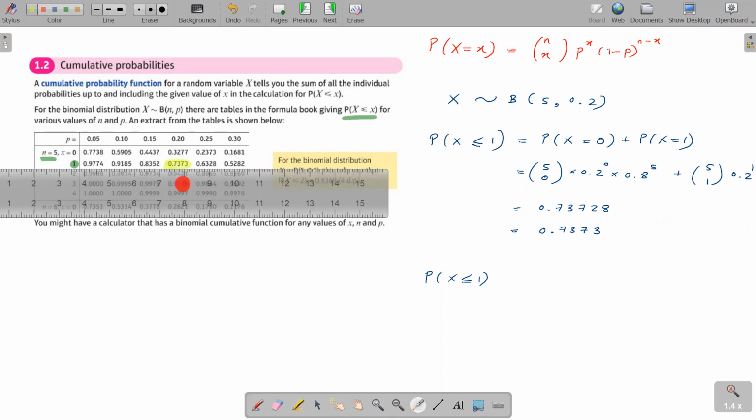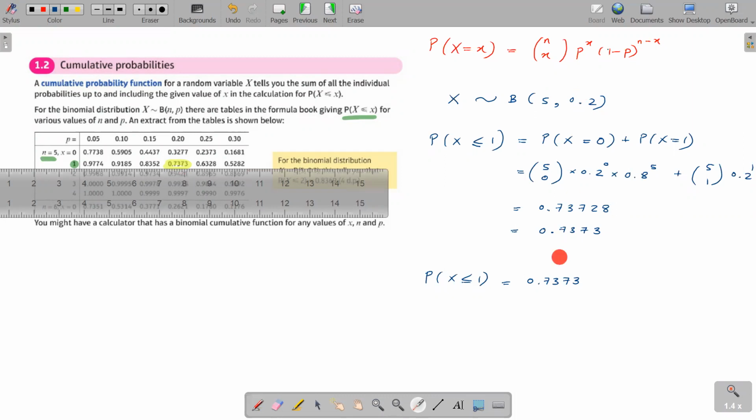Guys, can you see that you are immediately getting the sum of the probabilities here? That's why we say this table gives you the cumulative probabilities. You don't need to perform any calculation. It immediately gives you the cumulative probability x is less than or equal to 1. In the sense, you immediately get the probability of x equals 0 plus x equals 1. Is this clear, guys?